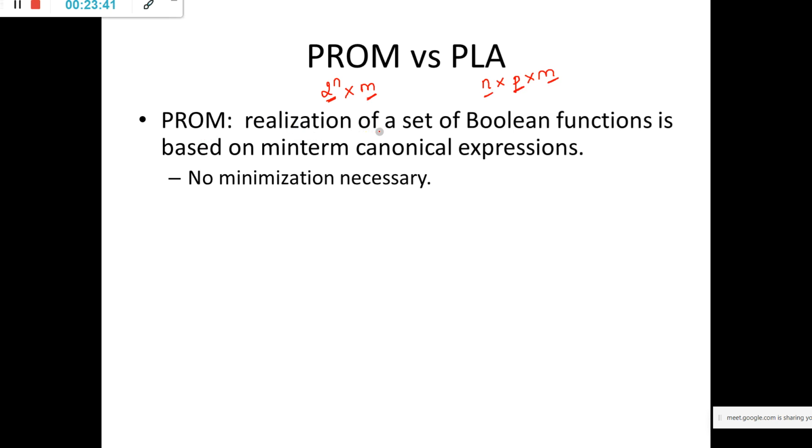In PROM what we do is we realize a set of Boolean functions which is basically a minterm canonical expression. In PROM we have a fixed AND array, so it generates canonical terms 000, 001 up till 111. It generates minterm canonical expressions. No minimization is necessary and we cannot minimize the expression in PROM. Whatever is given, we just put a cross mark, connect it and realize it in PROM.